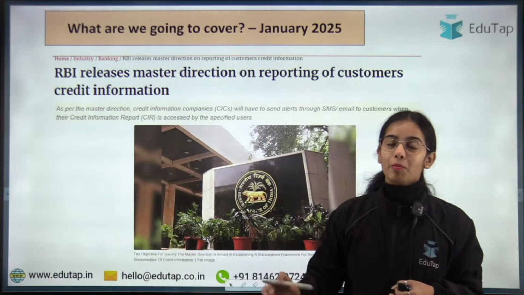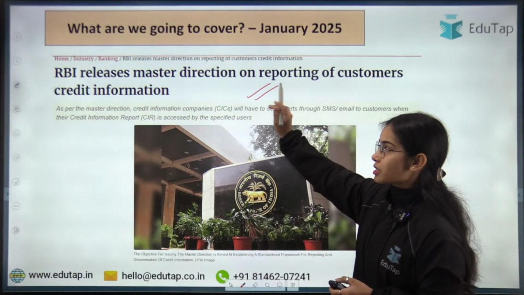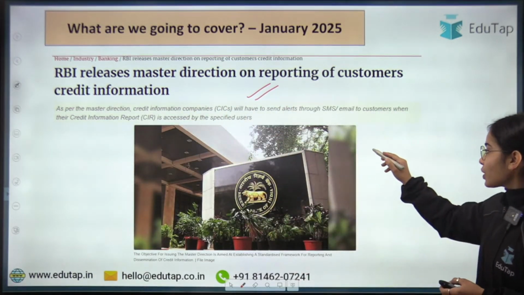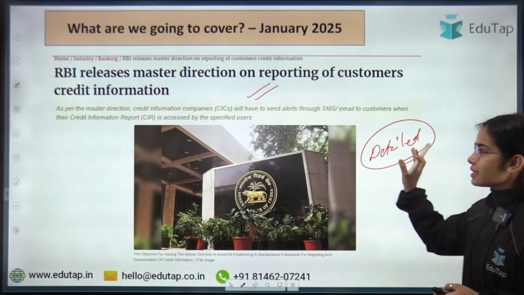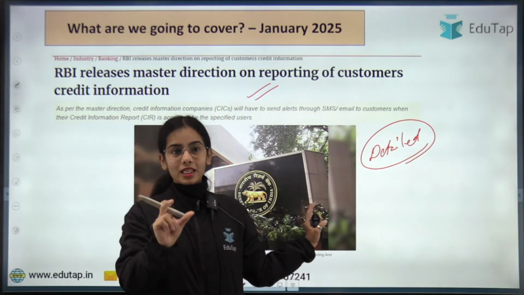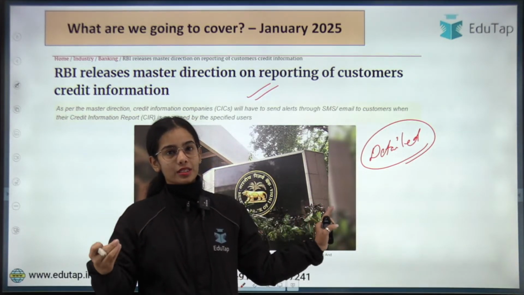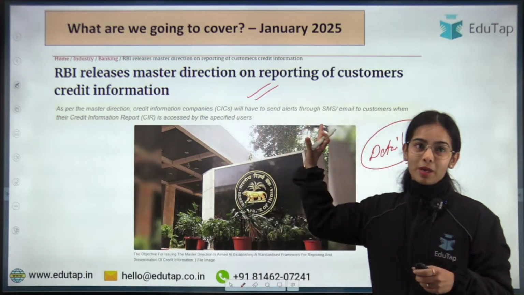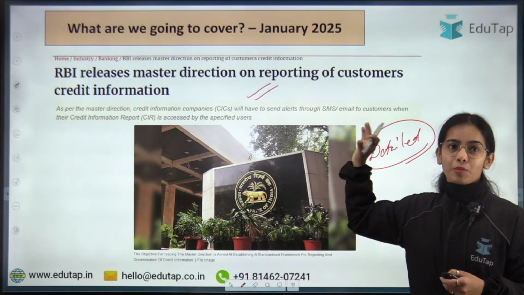So this is a very important master direction of the Reserve Bank of India that we are going to cover in today's session, and we are going to have detailed coverage so that you know the nitty-gritties that are present in this master direction. You know the data points mentioned in it, and all the important points we are going to discuss. So let's start with this master direction that is present for the CIR, that is the credit information reporting.